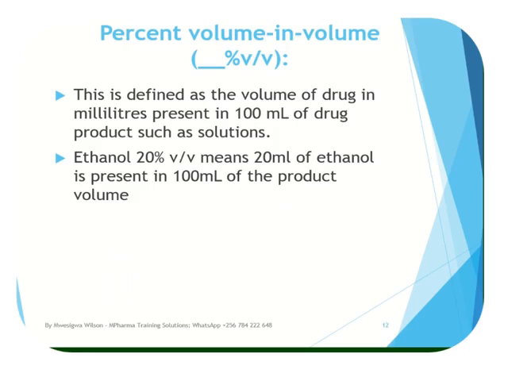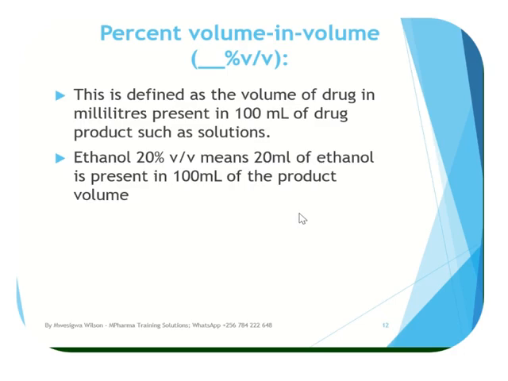The last one in the percentage is percentage volume in volume. This is defined as the volume of a drug in milliliters present in 100 mils of a drug product. This is commonly in solutions, and we shall mostly find this one in ethanol. For example, if I'm having 20% volume per volume of ethanol, it means that I'm having 20 mils of ethanol present in 100 mils of a drug product.